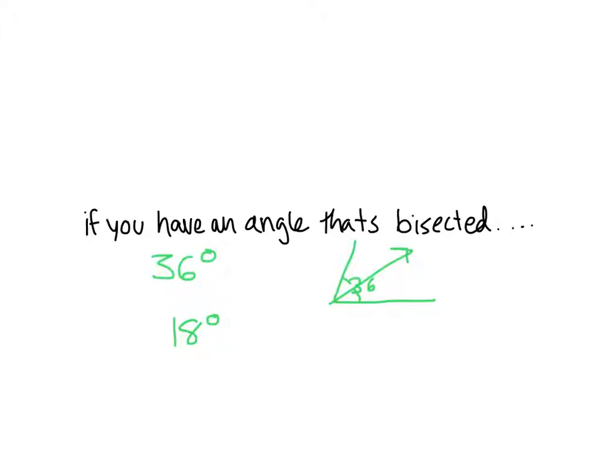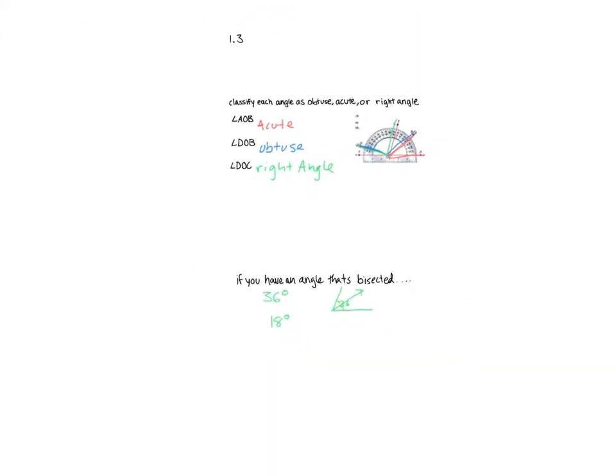And when it's bisected, that means it's split directly down the middle. So when it says bisected, or if it says midpoint, it's exactly in the middle. But if it just says in between or in the interior, it could be anywhere in between. Any questions on this page?